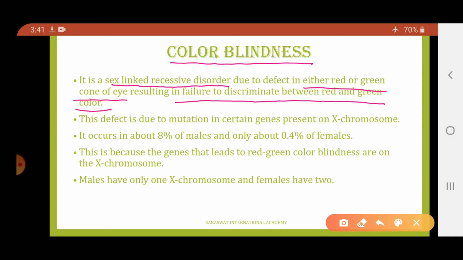Now why does this defect arise? It arises due to the mutation of certain genes which are present on the X chromosome, and I told you it is which type of disorder? Sex linked recessive. So where are the genes located?